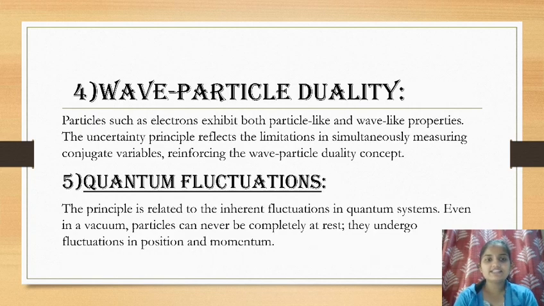The next is wave-particle duality. Particles such as electrons exhibit both particle-like and wave-like properties. The uncertainty principle reflects the limitation in simultaneously measuring conjugate variables, reinforcing the wave-particle duality concept. Next is quantum fluctuations. The principle is related to inherent fluctuations in quantum systems. Even in a vacuum, particles can never be completely at rest. They undergo fluctuations in position and momentum.